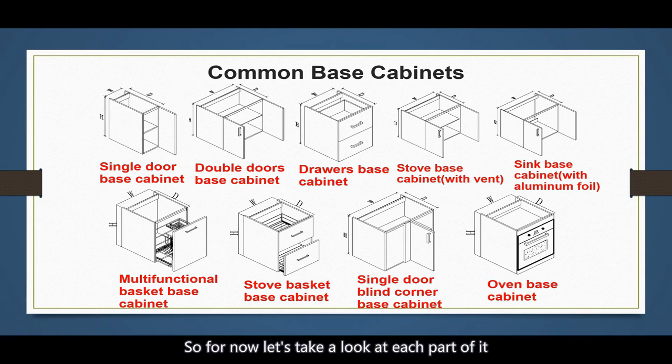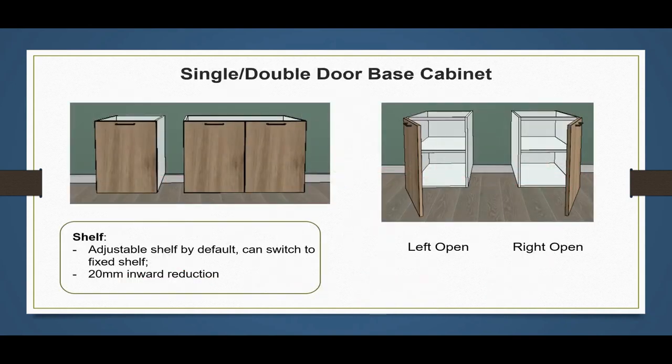So for now, let's take a look at each part of it. What are the structures? What does it look like? What do we need to pay attention to when we are designing this? Okay. So we start from the single or double door base cabinets. As you can see here, this is a single base cabinet.